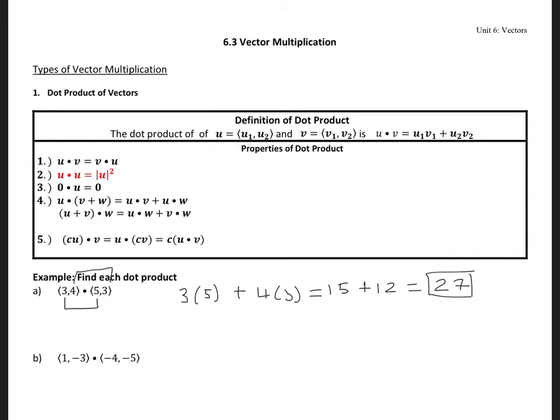We do the second one here. So this is going to be 1 times negative 4 plus negative 3 times negative 5. So we get negative 4 plus 15, which is equal to 11.